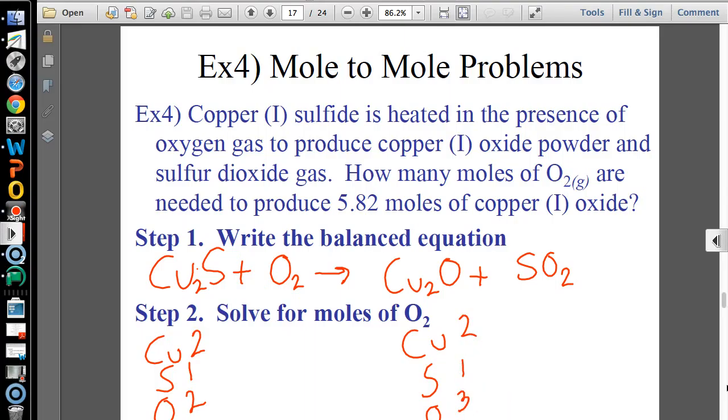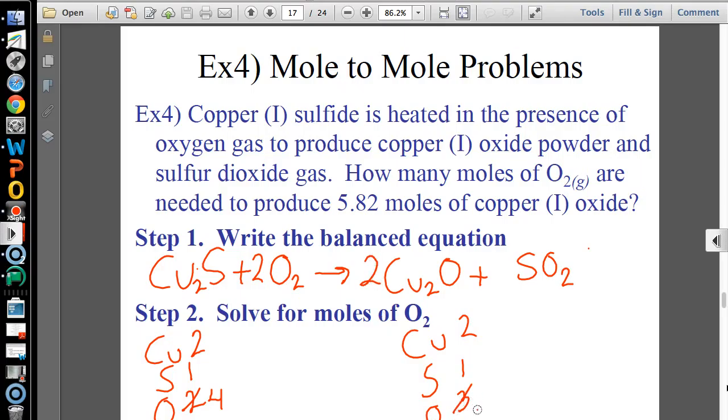So copper and sulfur are looking good. Need to deal with my oxygens here. And so I need some more oxygen on this side. I'm going to put a 2 here, and that's going to give me 4. So basically, I just need 1 more oxygen. How can I get 1 more oxygen? Do I want to mess with this right now? Probably not the best way to go about it. So I'm going to put a 2 here.